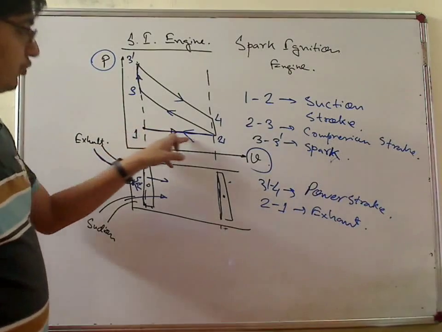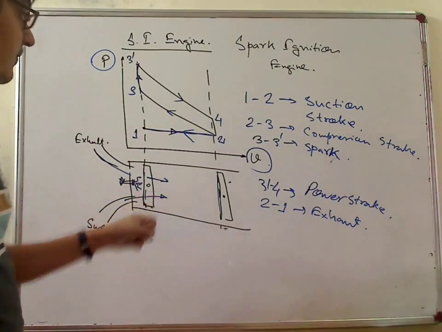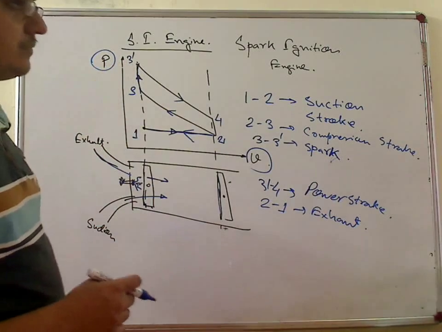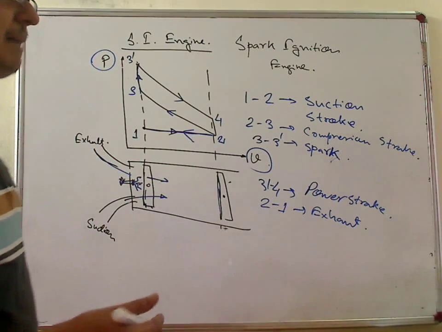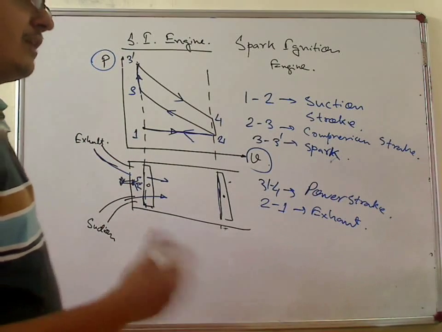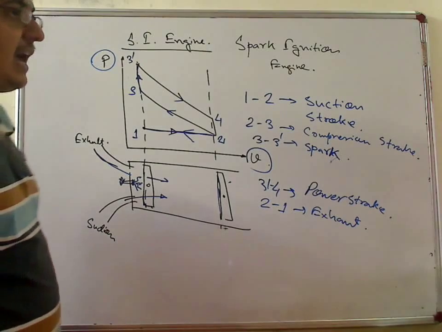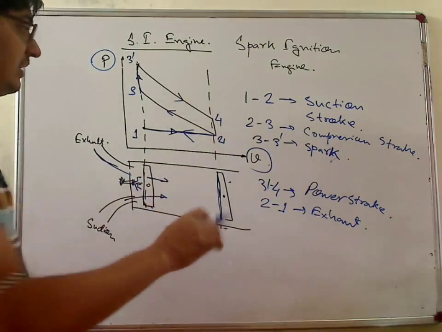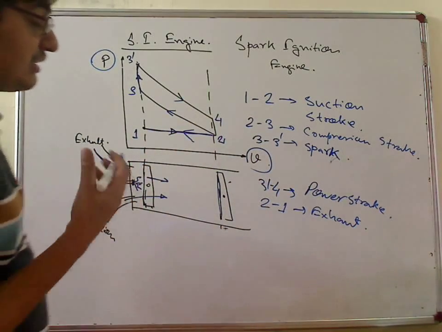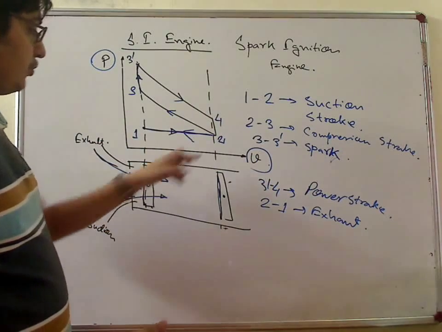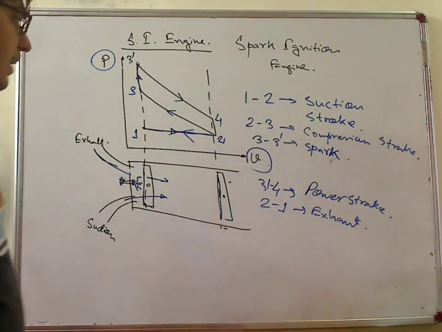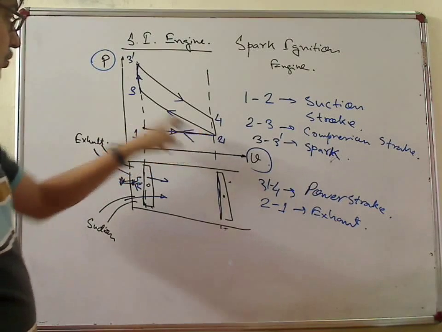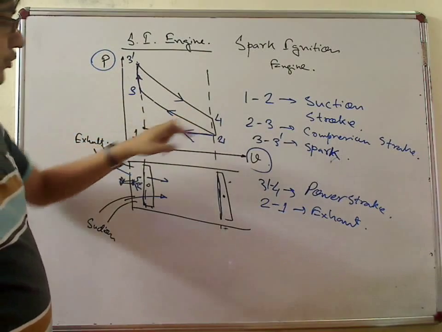I repeat, 1 to 2 sucks the air charge mixture, 2 to 3 compresses the mixture, from 3 to 3 prime due to the spark there is a rapid release of energy, so the volume couldn't change, so only the pressure increases, and due to the combustion it tries to move the piston. So 3 to 4 is the power stroke which creates mechanical power, and 2 to 1 is the exhaust of the burnt gas.